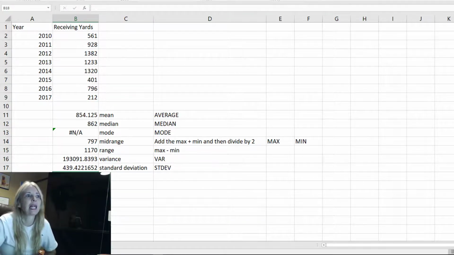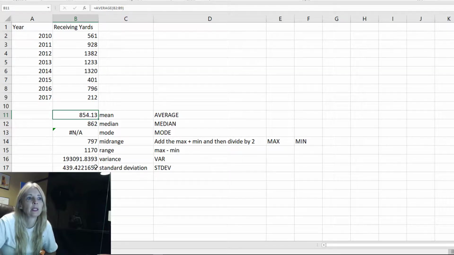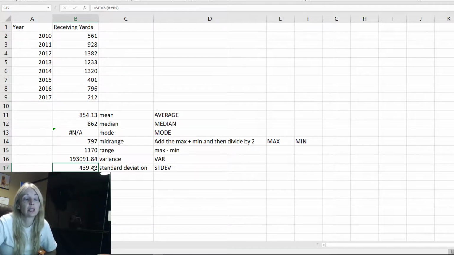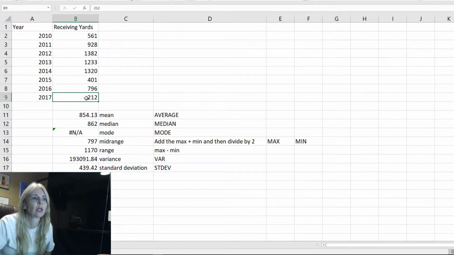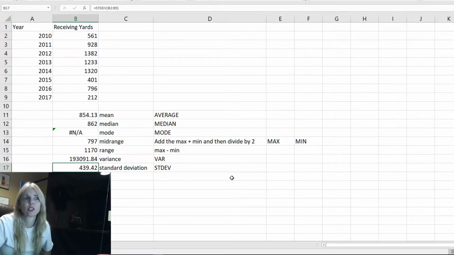Now, something you might like to know: on the Home tab you can highlight these and change, maybe I don't want so many decimal places, especially on these. So I clicked and dragged to highlight those two, and 2 decimal places is probably good enough. This is kind of interesting, such a high standard deviation. I think this season he got hurt, and they've only played 3 games, and so that's why this spread is so large.